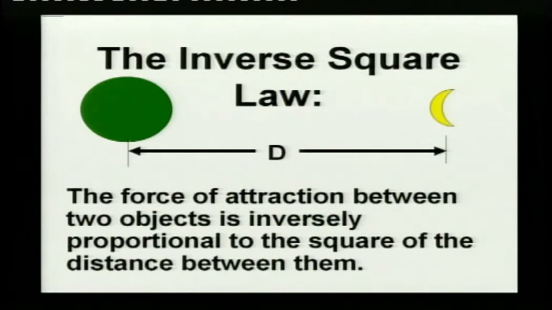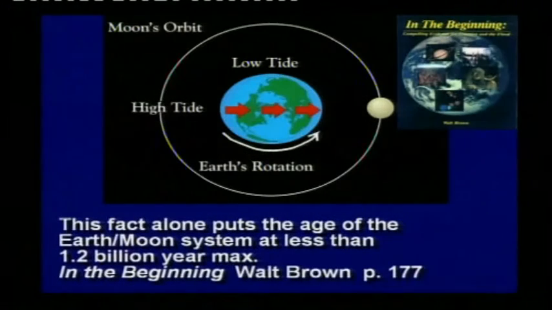All right, now there's an inverse square law. I'll just tell you what it says. The force of attraction between two objects is inversely proportional to the square of the distance between them. That's complicated, but I'll make it simple. It basically means the closer the moon, the higher the tide. Now, the moon is going away, so it used to be closer. The moon is going away, 18 inches a year.